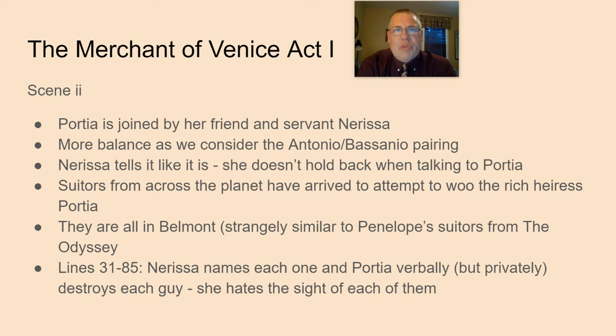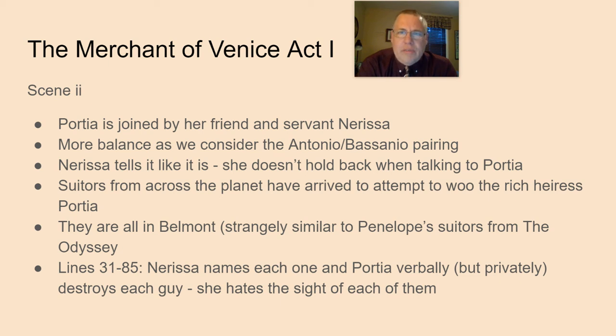And this description of these men is not flattering. In fact, it's quite abusive. If these men were to have heard what Portia is saying about them, they might not appreciate it. But there's great comedy that ensues in it. I won't go through it. I encourage you to read through the text and see what she has to say about all these men. But she essentially eviscerates them verbally outside of their earshot.